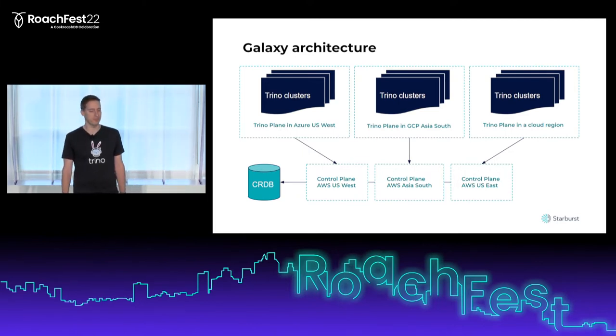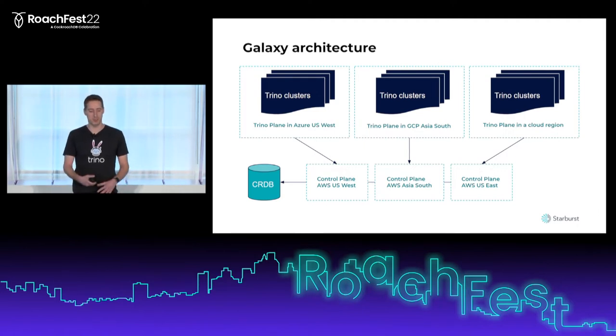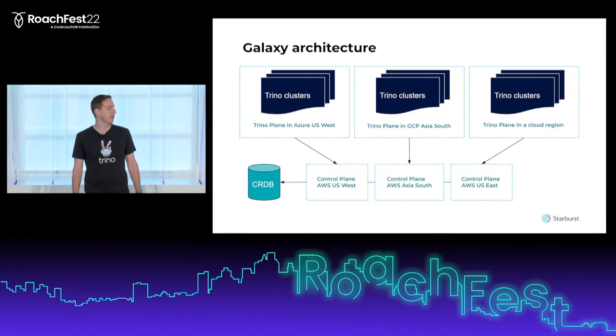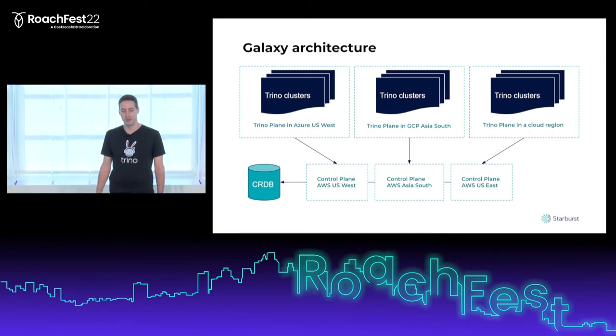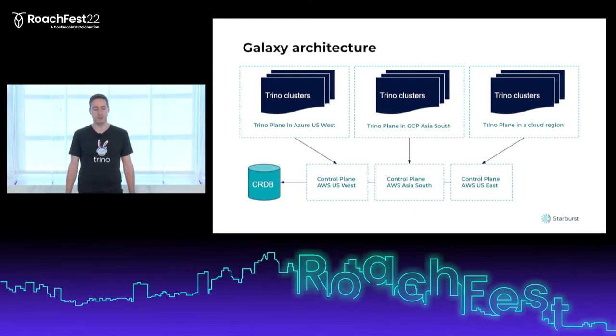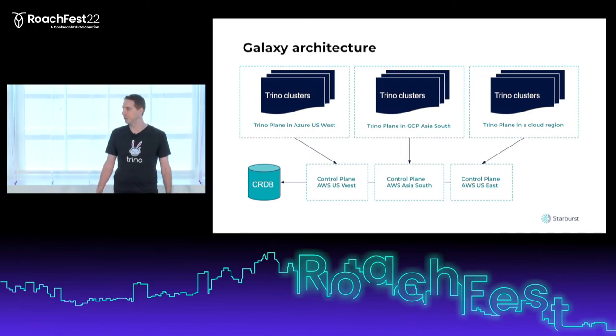For simplicity purposes, that control plane only runs in Amazon, because it's a lot more difficult to run stuff across multiple clouds. And this control plane is spread out across the world in different regions, so that those regions are geographically close to where all of the Trino planes are. And then the control planes are talking to CockroachDB, and we run a CockroachDB instance in every control plane, so that the control plane interactions with Cockroach are always talking to local, and so that those are always fast, with low latency.